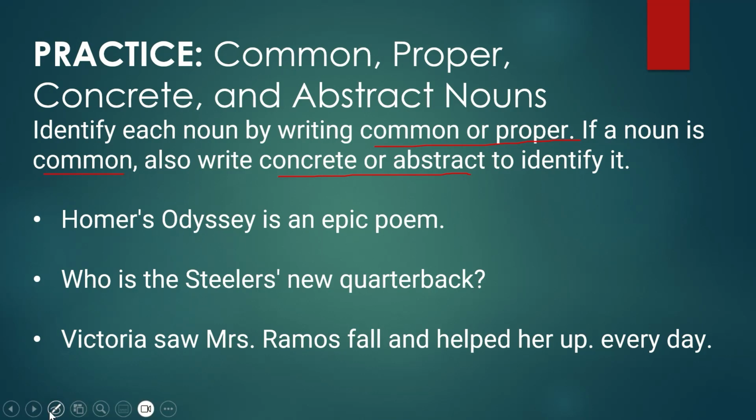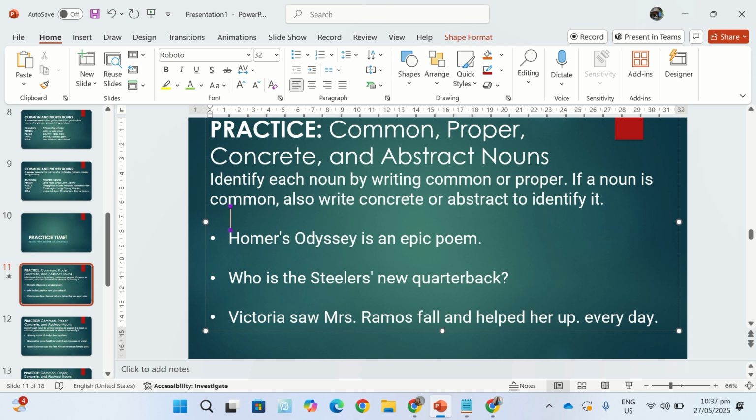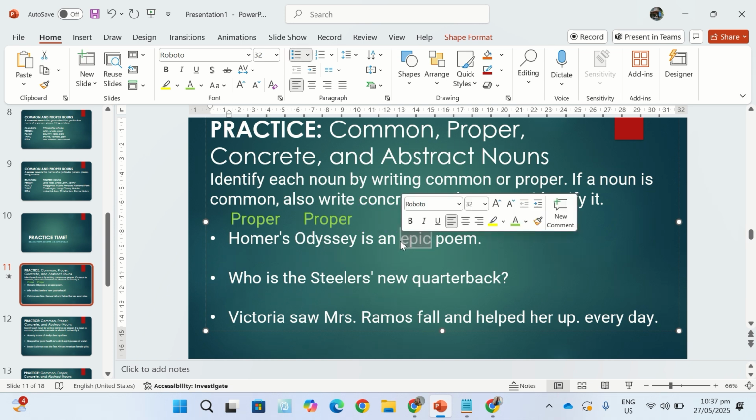Okay, let's do this. Homer's is a name. It's in capital letters, so it's a proper noun. What about Odyssey? It's proper as well. Epic is an adjective, so we won't focus on it. We have the poem, which is common. Is it concrete or abstract? That is definitely concrete, because it's not a characteristic that describes an abstract. It's concrete. Okay. Who is the Steelers?